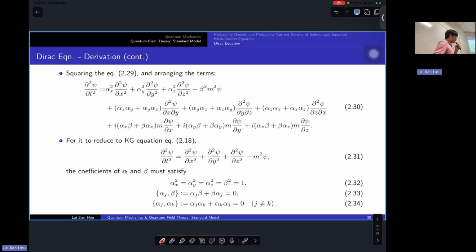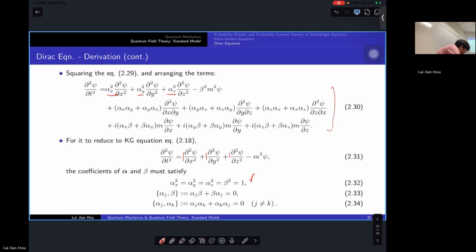We're squaring both sides of the equation and arranging the terms, and we want it to be reduced to the form of the Klein-Gordon equation. So by comparing the Klein-Gordon equation and this full form of the Dirac equation, we will get, for example, that alpha x squared, alpha y squared, alpha z squared must be equal to 1.